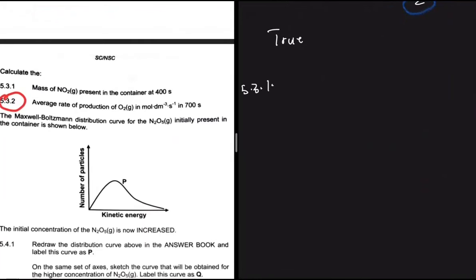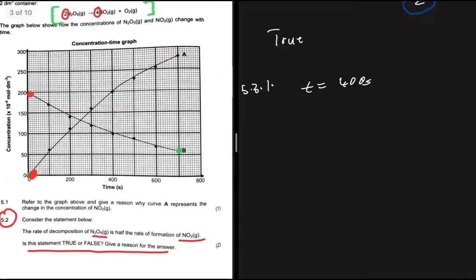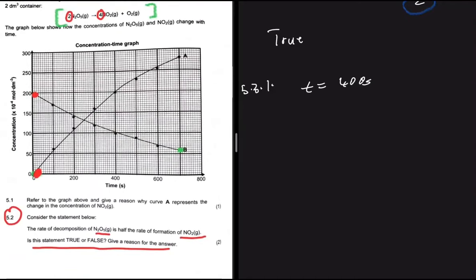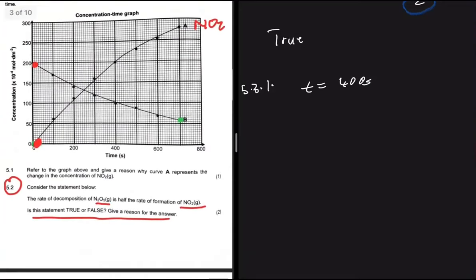5.3.1, we're looking for the mass of NO2 present in the container at T equals 400 seconds. So let's go to our graph. We've already established that curve A is NO2, the concentration of NO2. And in our question, we're looking for the mass of NO2 present in the container. So I need to have a few steps that I know I'm going to take to find the mass of NO2.